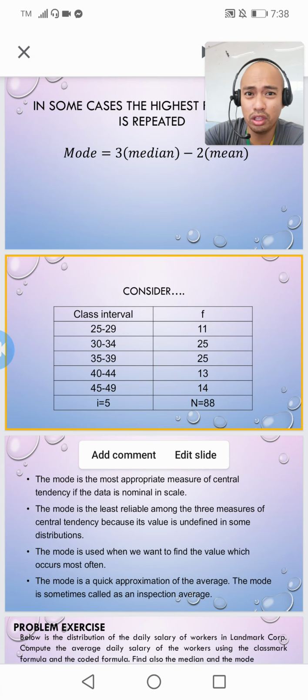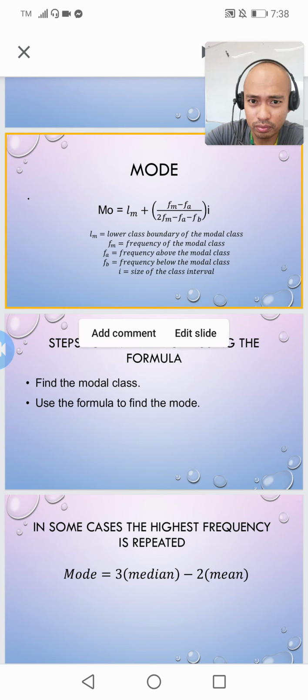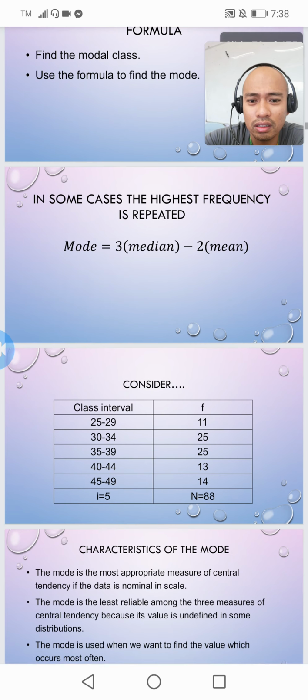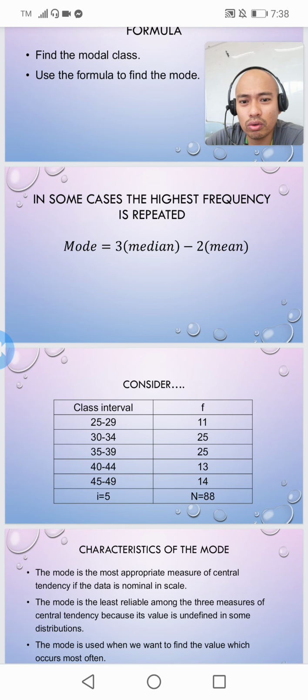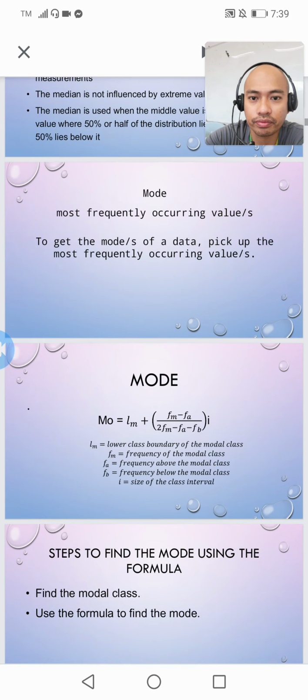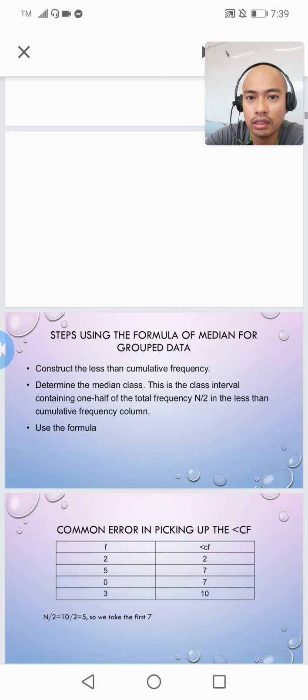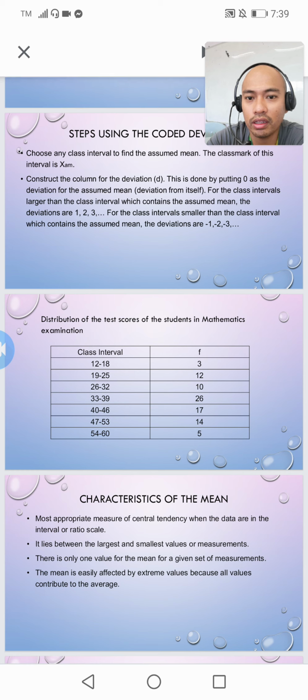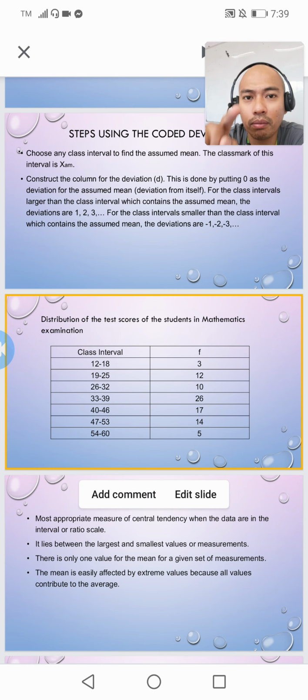So, what does it mean? Can we use this formula? Hindi natin magagamit 'yan since dalawa yung 25 natin. So in this case, we will be utilizing the second formula, which is 3 times the median minus 2 times the mean. Okay? So ang gagawin ninyo, you will find the mean of this. Okay, you will find the mode of this given distribution, applying the first formula.